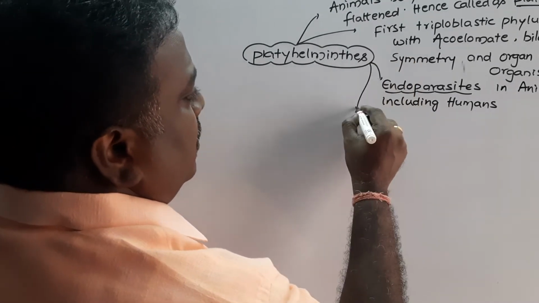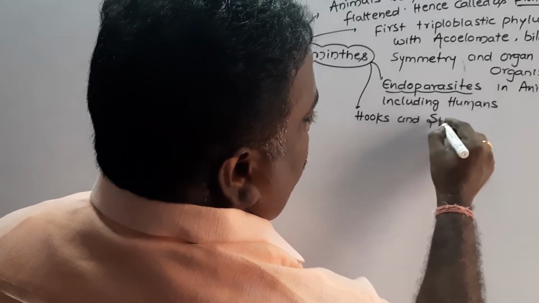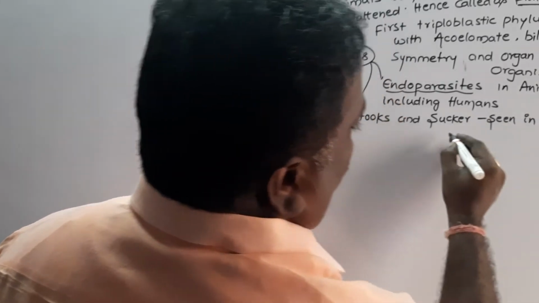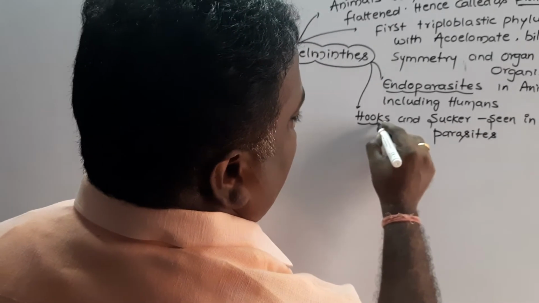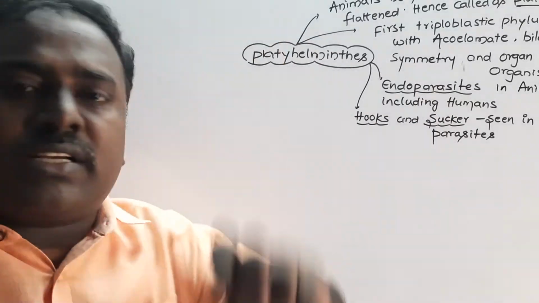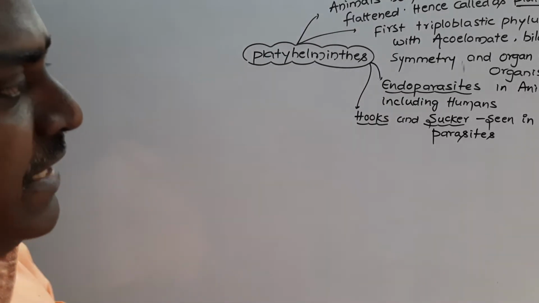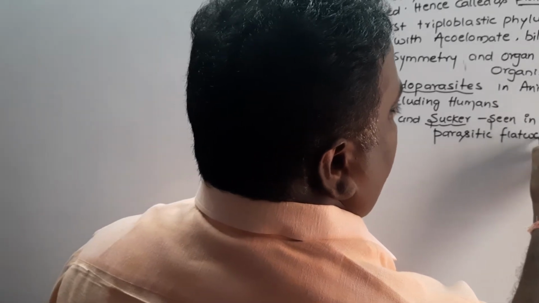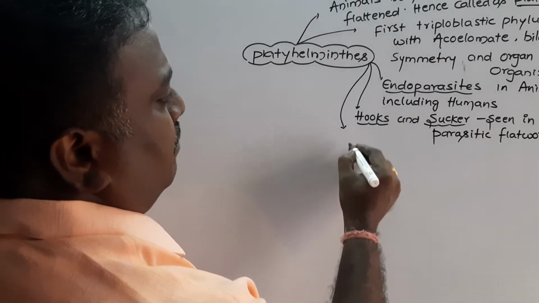And if we observe here, both hooks and suckers are seen in parasitic forms. Those flatworms which are parasites have both hooks and suckers. These are called hold-fast organs. With the help of hooks and suckers, they attach to the human intestine. That is why these are mostly seen in parasitic flatworms. The parasitic flatworms contain hooks and suckers.